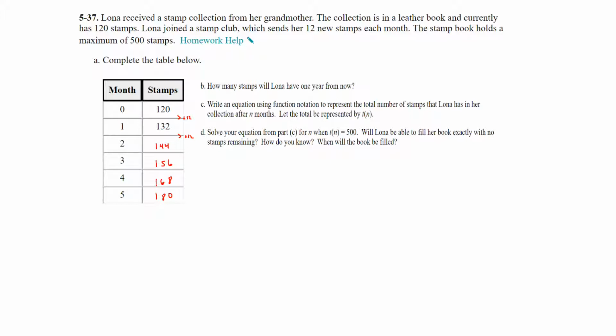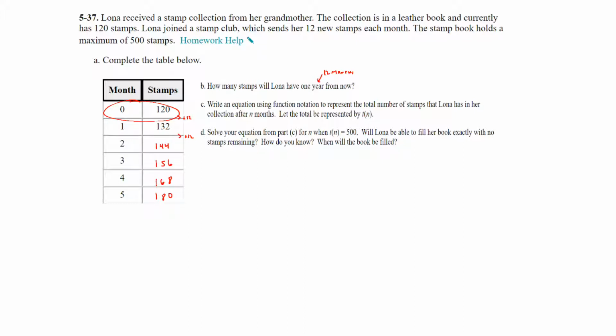But what are we looking at here? How many stamps will Lona have after 1 year from now? And 1 year is 12 months. So we could continue the equation out for a little bit longer. But look, every month she's gaining 12 new stamps. She starts with her initial value of 120 at time 0. The rate of change is 12 stamps.